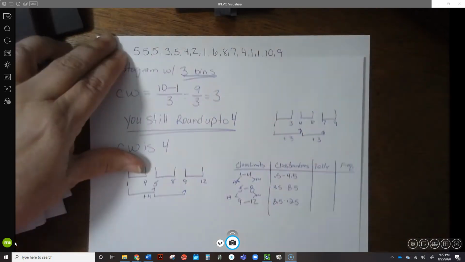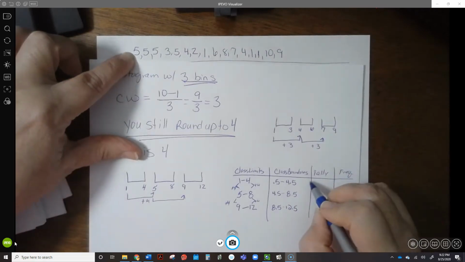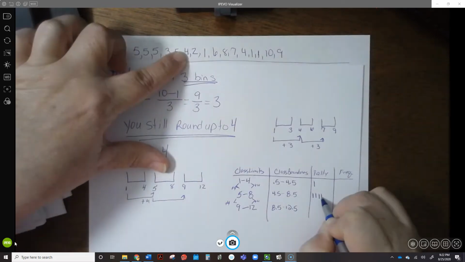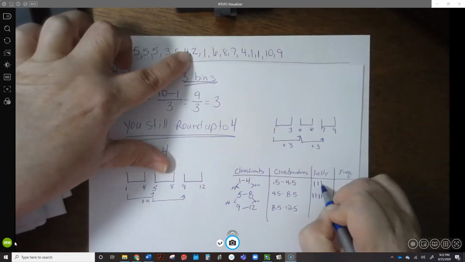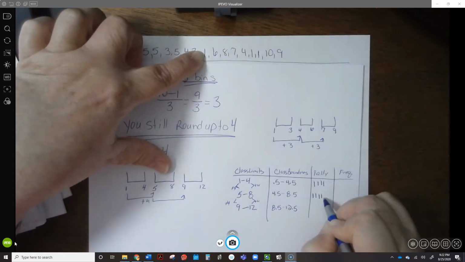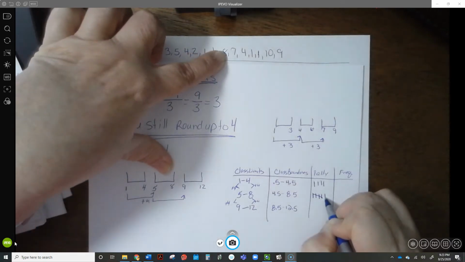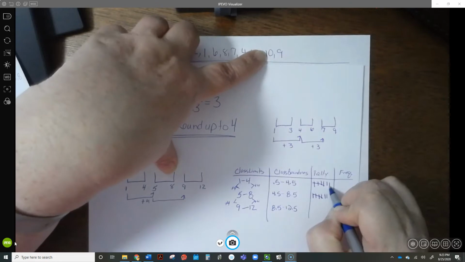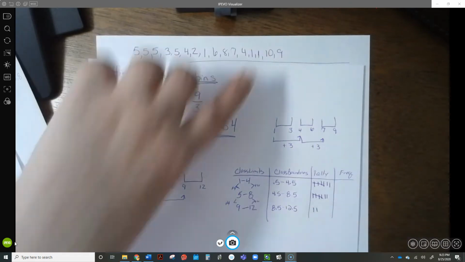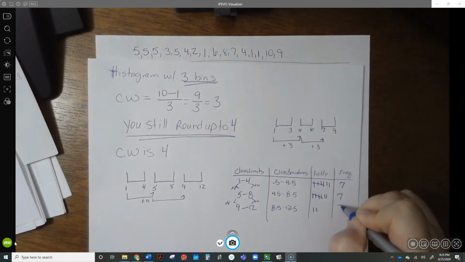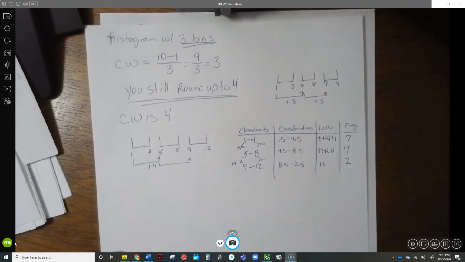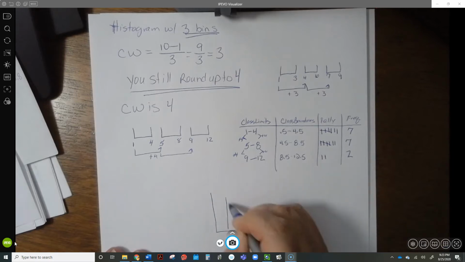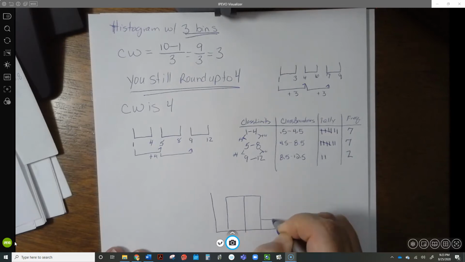Anyway, you go through here and do your tally marks. 5 goes here, 2, 3. 3 goes here, 5 goes here, 4 goes here, 2, 1, 6, 8, 7, 4, 1, 1, 10, 9. So the frequency here was 7, 7, 2. And then when we build our histogram, okay, you have 3 bars, 7, 7, 2, something along those lines.